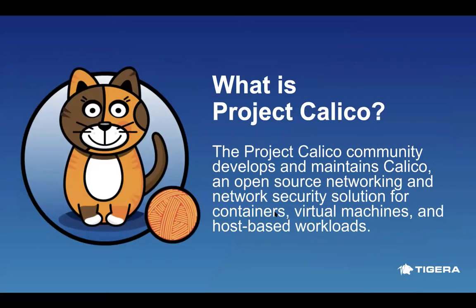Before we begin, for those of you who are not familiar with Project Calico, Project Calico started around the same time Kubernetes did. It's a community-driven, open source project focused on delivering solutions for Kubernetes networking and network security for Kubernetes, and it actually went beyond that for other applications running on virtual machines and host-based workloads.